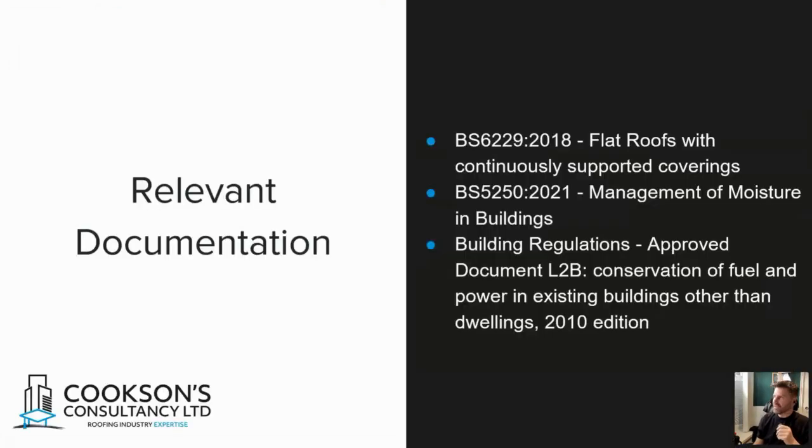Okay, so any kind of relevant documentation that we've referred to here, BS 6229 is kind of the Bible, if you like, for the flat roofing installation. BS 5250 will deal with your management of condensation, air and vapor control layers, things like that. We have referred to Part L of the building regulations in this instance, which is the thermal calculations. There are obviously other parts of building regulations that apply to flat roofing, but we haven't referenced them in this presentation.